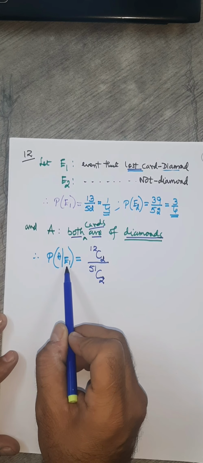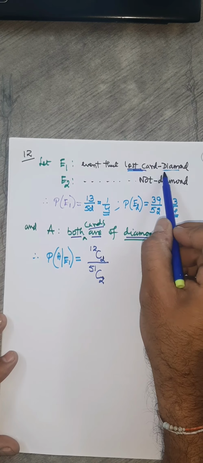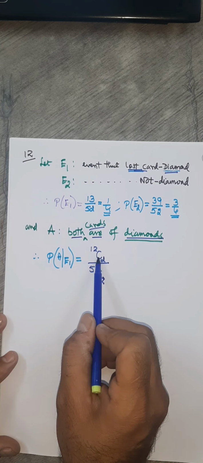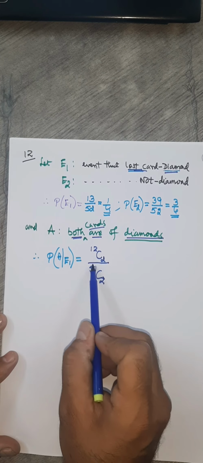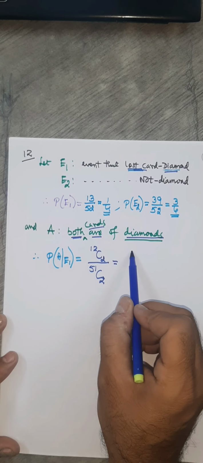If you just emphasize here, you will realize event E1 has occurred. That is 1 card lost which is a diamond. So in total you are left with 12. You are going to select 2 from there. So 12 C2. Total 51, 2 favorable. So 51 C2. Let's simplify this.